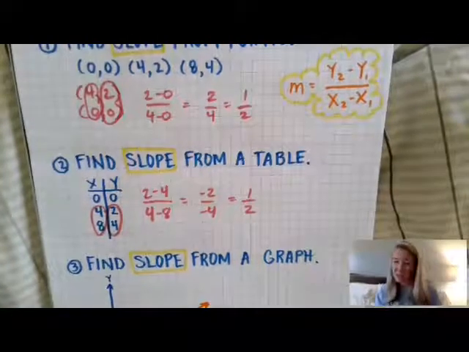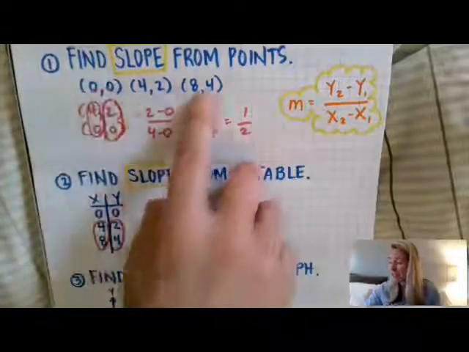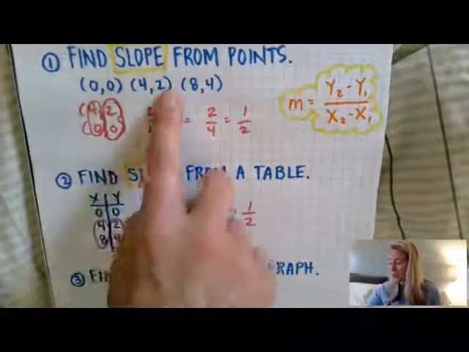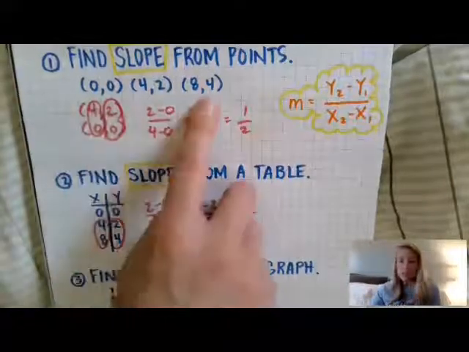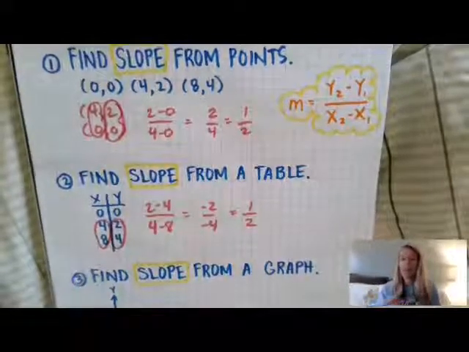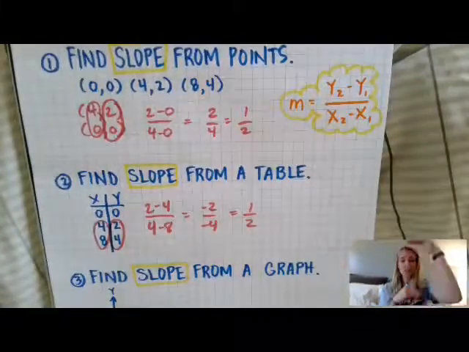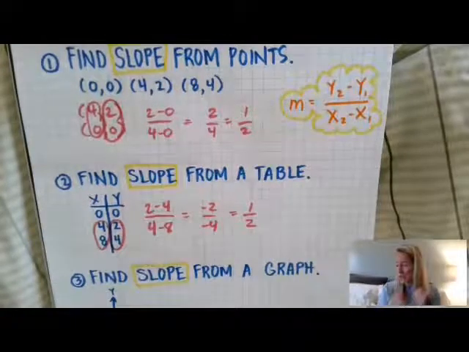You notice I was kind of a little tricky here. I gave you the exact same three points, (0, 0), (4, 2), (8, 4), but one was a list and one was in the table. Again, find your rise, subtract your y's, over your run, subtract your x's.